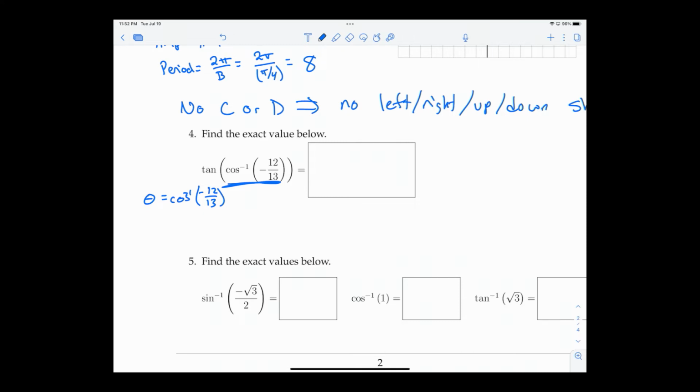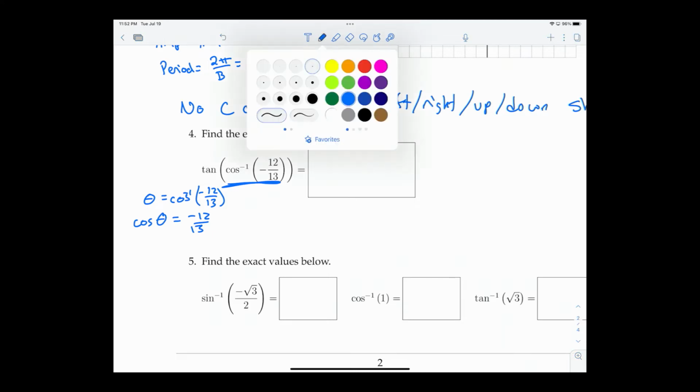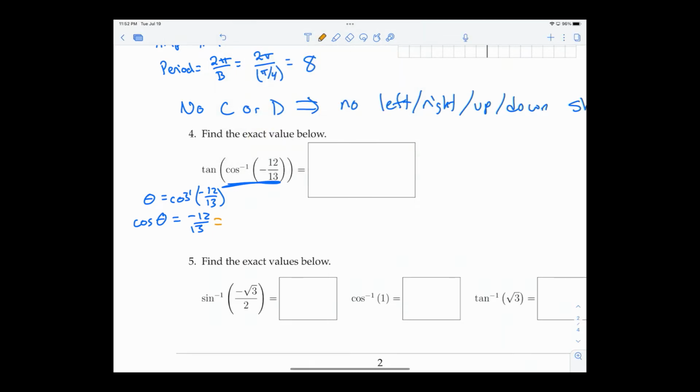Now take the cosine of both sides, and this will say cosine theta equals -12 over 13. Then I would say, what sides of a triangle give you a cosine? And the answer is the adjacent side of a triangle and the hypotenuse of a triangle. So what I do is I try to draw a triangle that matches that information.